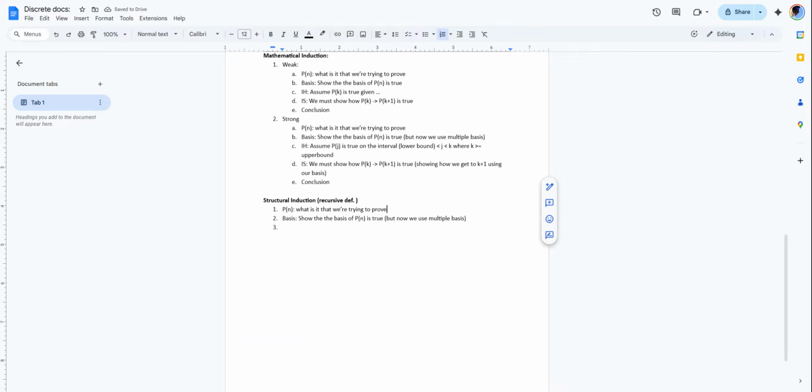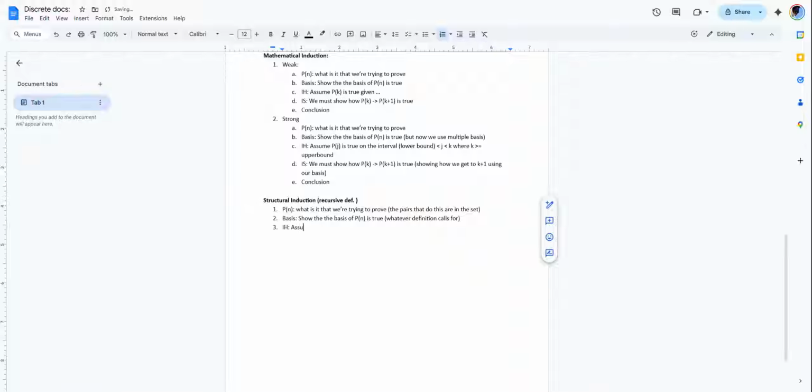What is it that we're trying to prove? Or sometimes, since we already know this is a recursive set, we could just say the set for the pairs that do this are in the set. Basis, show the basis of Pn is true. Same thing. So whatever the definition calls for, that's the basis.